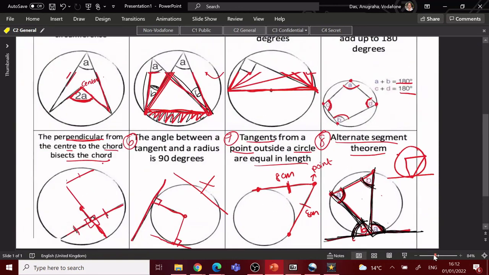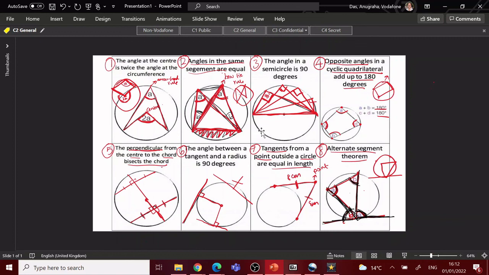So that's pretty much it for circle theorems. These are the 8 main rules.